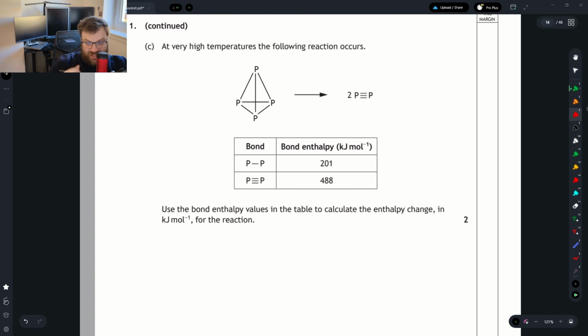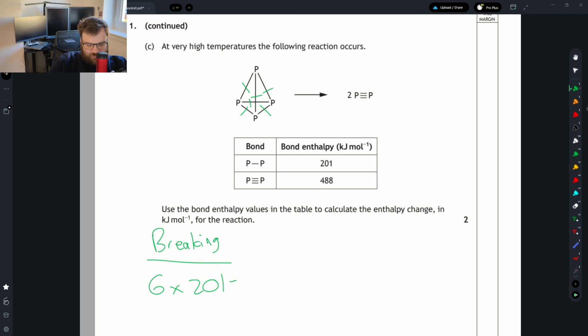In this question, we're asked to calculate the enthalpy change using bond enthalpies. We first need to decide how many bonds we're breaking. In the first chemical, we're breaking 1, 2, 3, 4, 5, 6 phosphorus to phosphorus single bonds. Let's set that up with breaking 6 times 201, which equals 1206. We're then making 2 phosphorus to phosphorus triple bonds. 2 times 488, which equals 976.